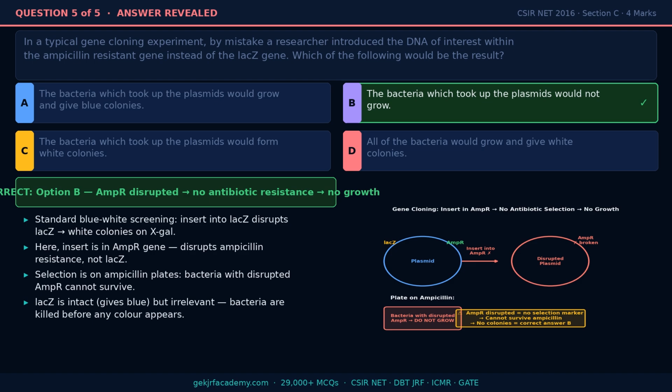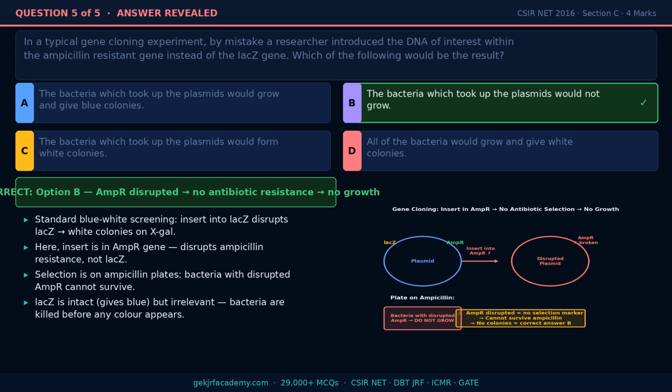The plasmid carries two key elements: an antibiotic resistance gene, here, the ampicillin resistance gene encoding beta-lactamase, and the lacZ gene for blue-white color screening. Selection on ampicillin plates ensures that only bacteria that have taken up the plasmid survive. Bacteria without a plasmid die on ampicillin.